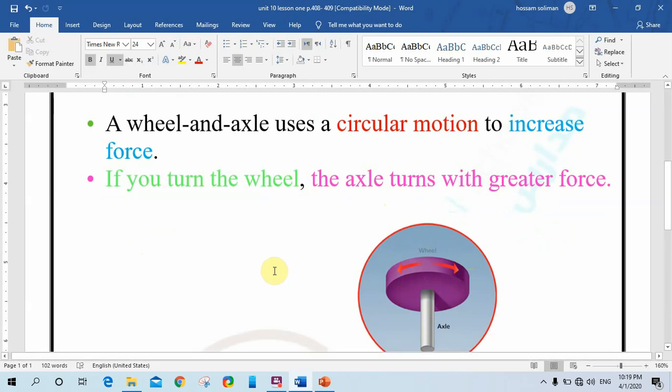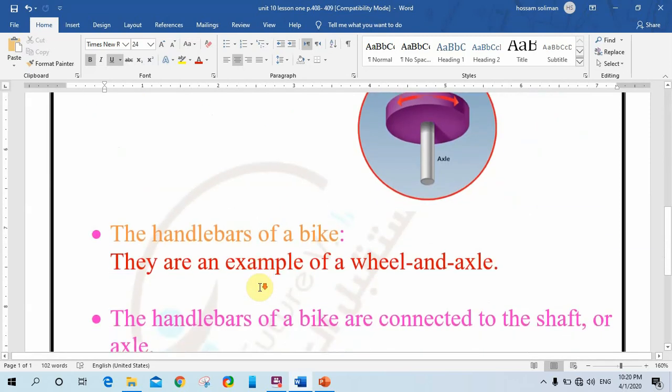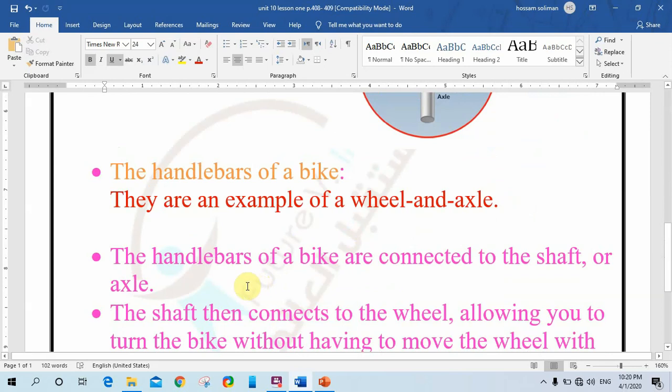Like when you open the door using the doorknob. The doorknob here is an example of the wheel and axle. So you open the door easily by using small force, because the small force in the wheel becomes greater in the axle. As you know, wheel and axle is an example of simple machines.